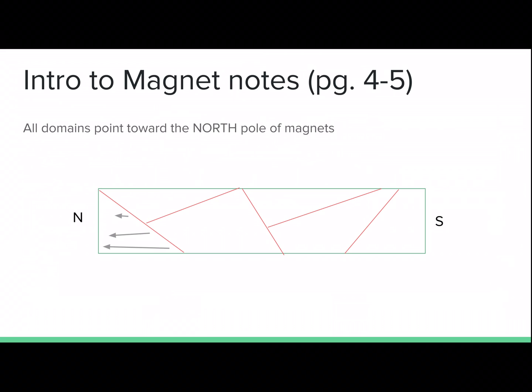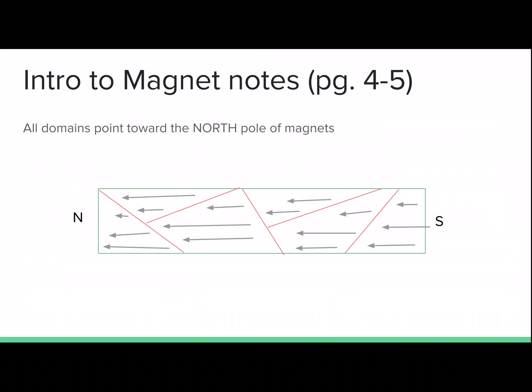So I'm going to draw 3 arrows in this first domain. They're all pointing towards the north pole of my magnet. So they're all pointing straight to the left. So I'm just going to keep filling in these domains with electron spins that all point to the north pole of my magnet. So make sure you have this whole diagram copied down.